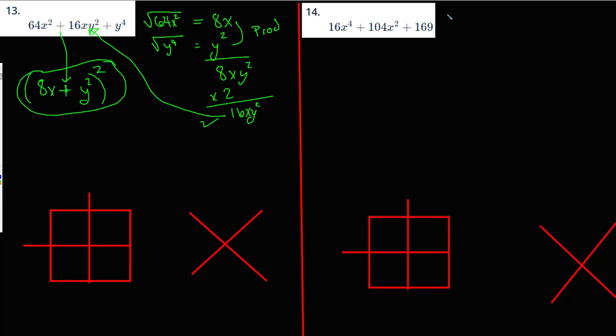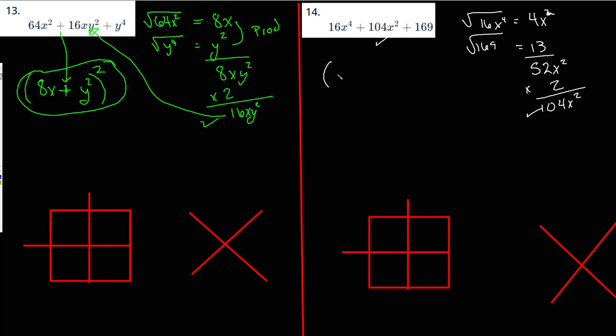So let's do the next one. Square root of 16x to the fourth is equal to 4x to the second. Square root of 169 is 13. 13 times 4 is 52x to the second. And if I'm going to double that, it's going to end up with 104x squared. So that checks out. So I have 4x squared plus 13 squared. And this middle sign is what comes down.